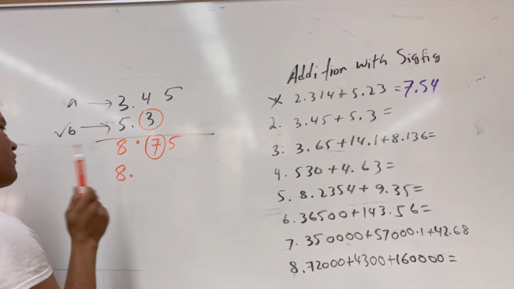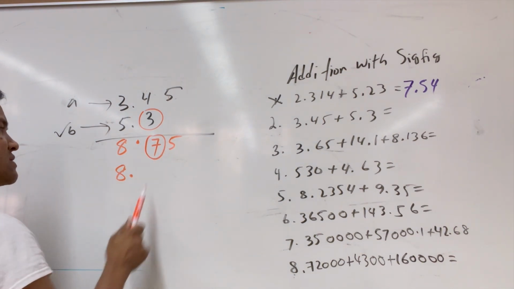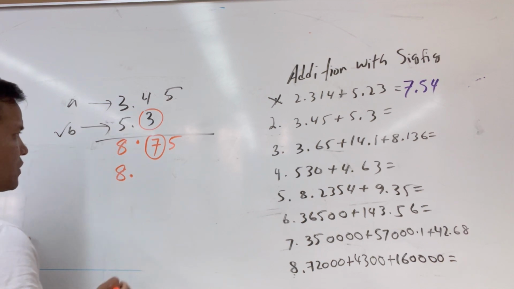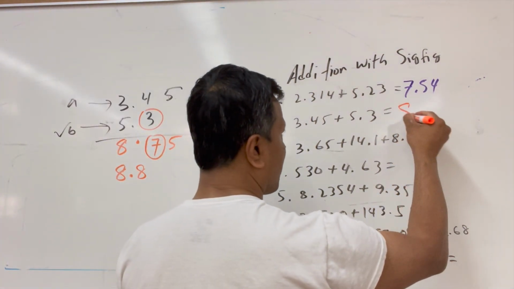Well, you cannot write 8.7. You write 8 point, and then 7 depends on the next digit, and the next digit is 5 or more. So you simply write 8.8. So you round it up.